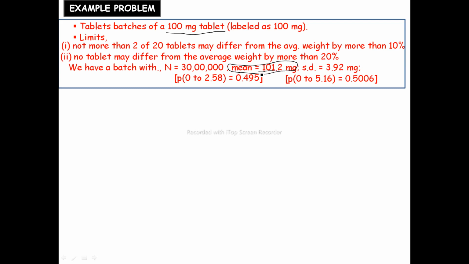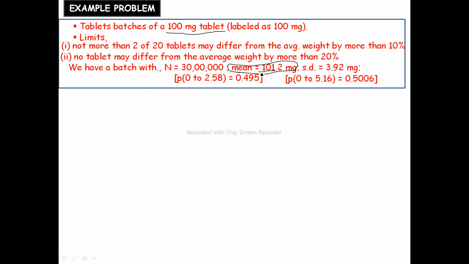Now the second limitation is that no tablet may differ from the average weight by more than 20%. So whatever tablets have been manufactured, not even a single tablet may differ by more than 20%, not more than 20% or less than 20%. It should be within 20%. All the tablets manufactured should have weight within 20% of the mean weight. I hope you people understood.